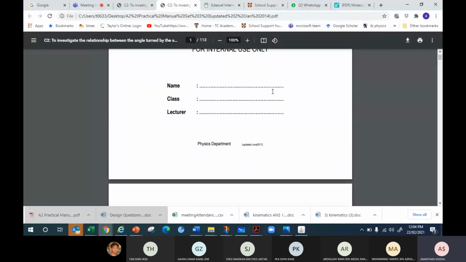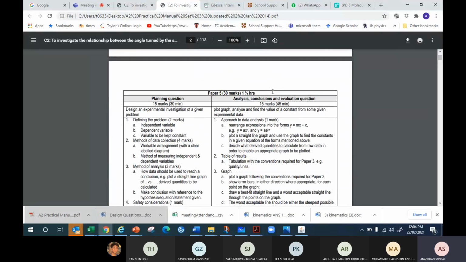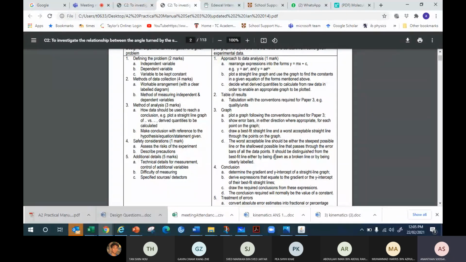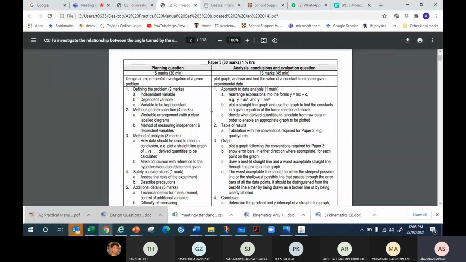So this set 3, we're going to go through the analysis, conclusion, evaluation questions that we did the other day. Today we're going to discuss the design, planning questions. Okay. So everyone can see the document?